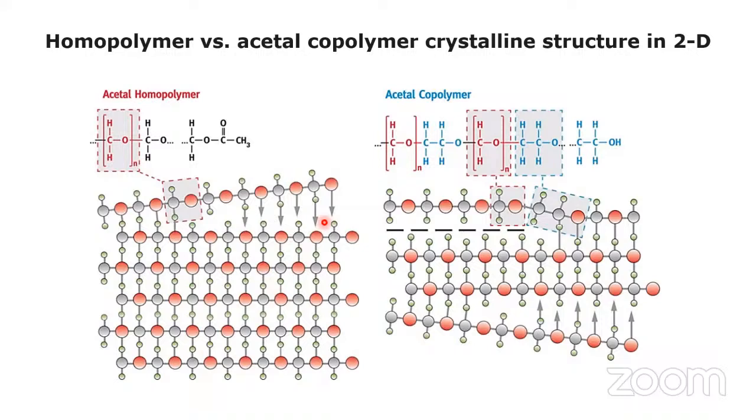And simultaneously, if you observe the copolymer of acetal, you will see some structural difference. Here, extra ethylene linkages or ethylene molecules are present. So the continuity of structure that you observe in your homopolymer will break in your acetal copolymer system. Due to that, it will affect your crystalline structure.